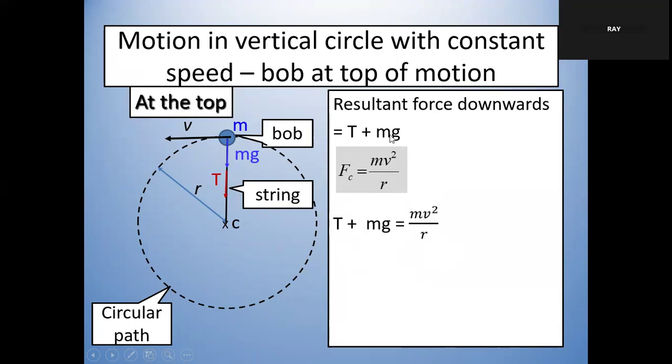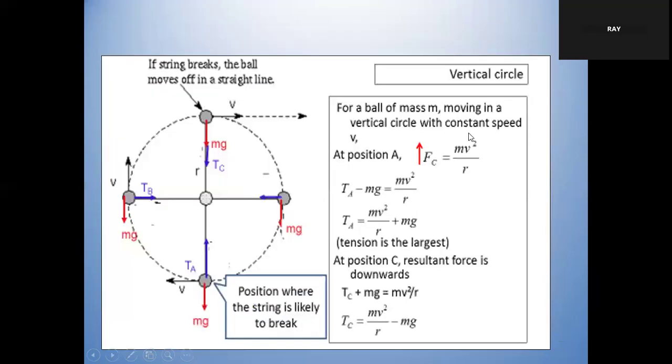So T plus mg equals mv squared over r. So T is mv squared over r minus mg. Right? This is the minimum. Tension is minimum at the top there. Right? Let's summarize for you the same thing that we did.